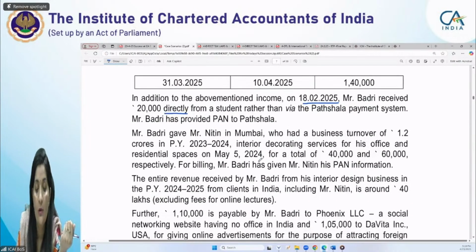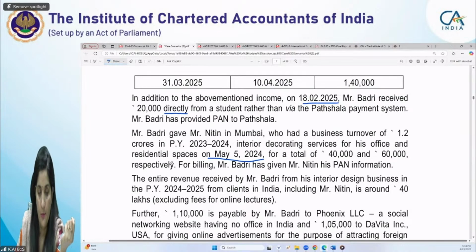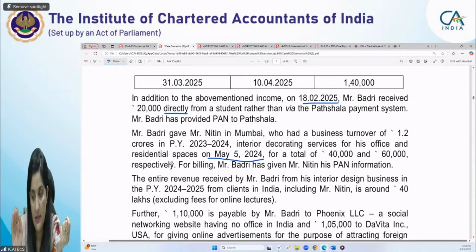Now, the next information with respect to Badri is that Badri gave Mr. Nitin in Mumbai, who had a business turnover of 1.2 crores in previous year 23-24, interior decorating service for his office and residential space on May 5th, 24 for a total of 40,000 and 60,000 respectively. Mr. Nitin has taken these services for both purposes, for office as well as for residential space.